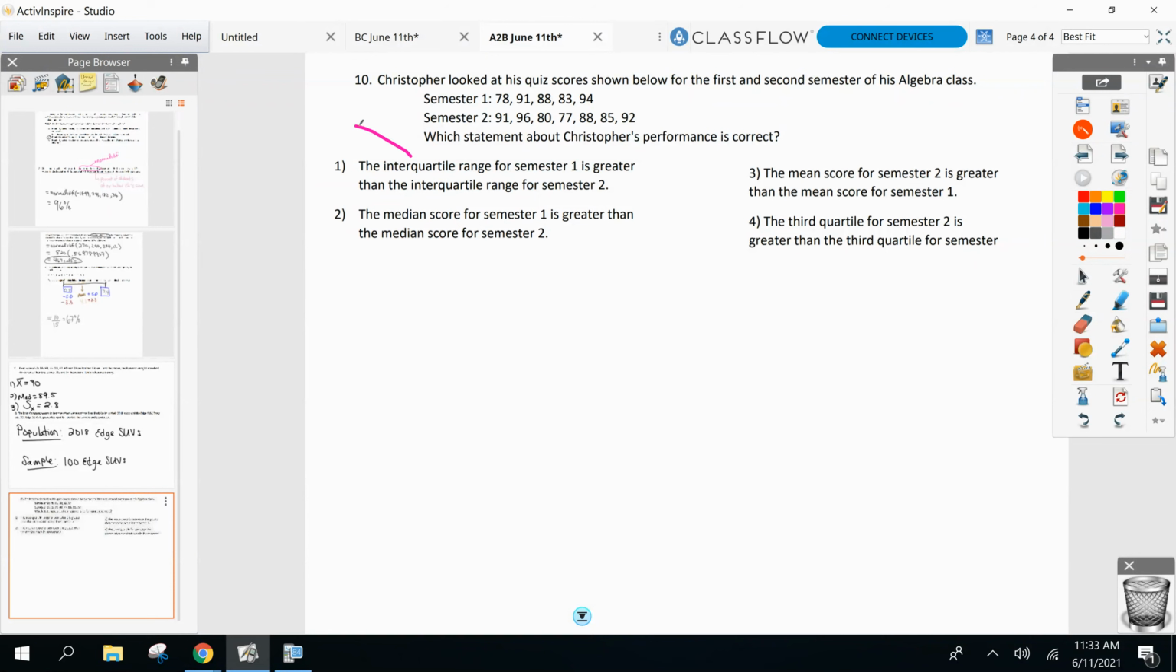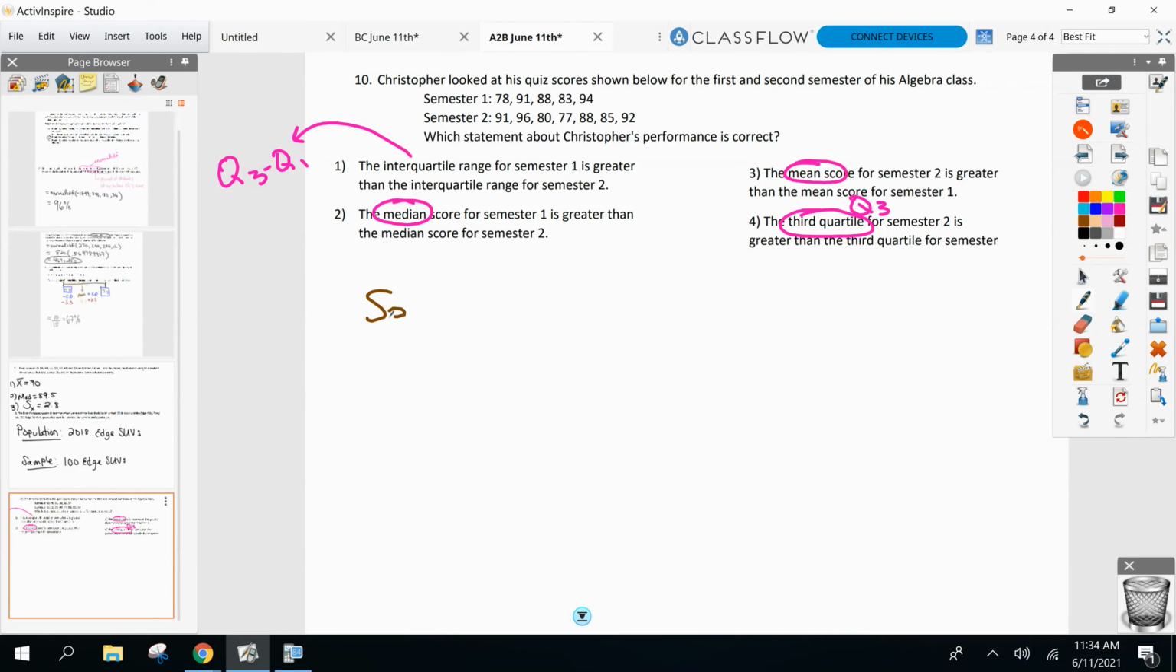Interquartile range. A reminder, I can't give this to you on Tuesday, but that's Q3 minus Q1. Quartile 3 minus quartile 1. Number 2 involves the median scores, if one's greater than the other. Number 3 is the mean scores. And number 4 is the third quartile. We can get all these values on the same screen.